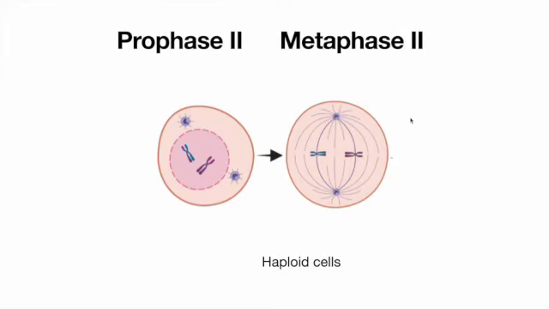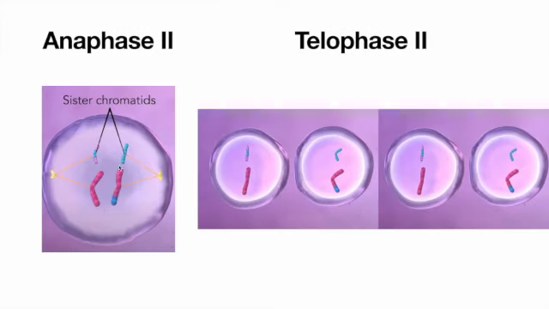However, in anaphase 2, it will not move the chromosomes like anaphase 1 before. Instead, the spindle fibers attach to the chromatids and separate them. And as you can see, the sister chromatids separate and move towards the opposite poles. And at the end of telophase 2, there are a total of 4 cells made.